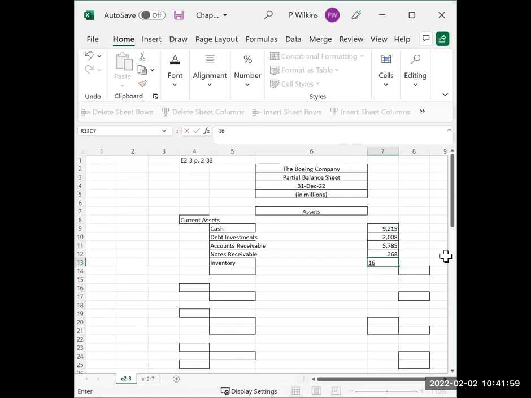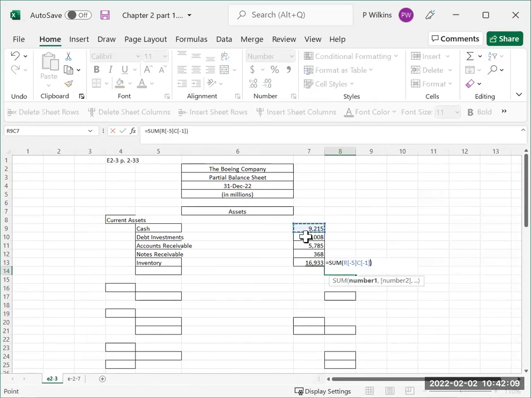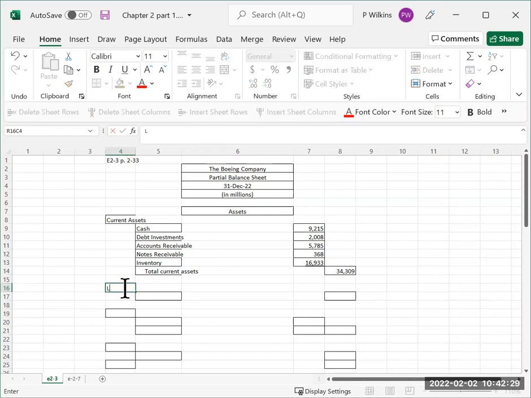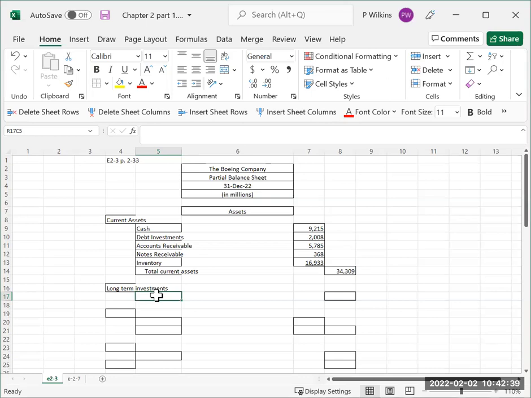Inventory is $16,933. So we are going to total all of those together, and that's going to be our total current liability, or total current assets, sorry. Total current assets is $34,309. Okay, then we're going to go to the next section. The next section is the long-term investments. So we'll put the title long-term investments. And we only have one long-term investment, and that's that long-term notes receivable, the one that's going to be due after December 31, 2023. So it's going to be longer than a year.